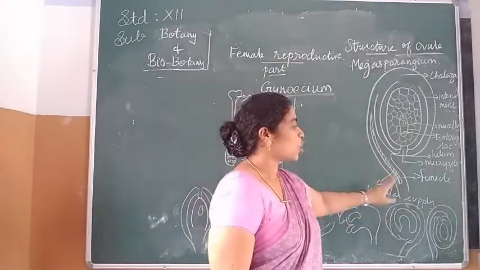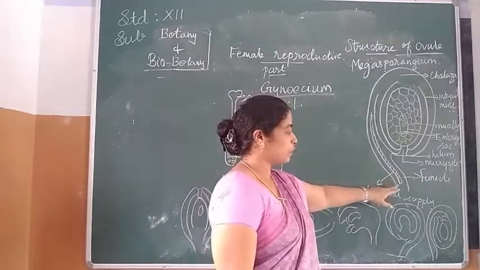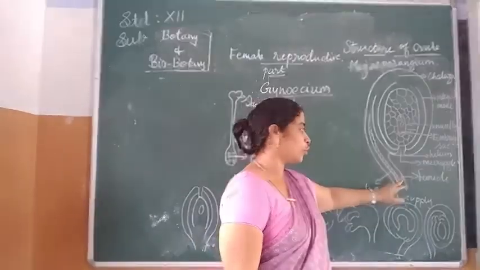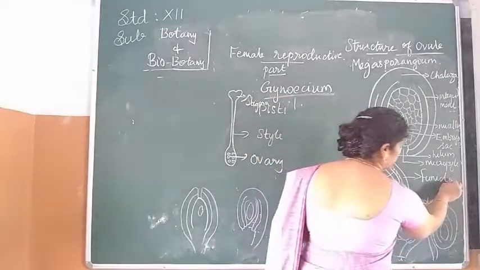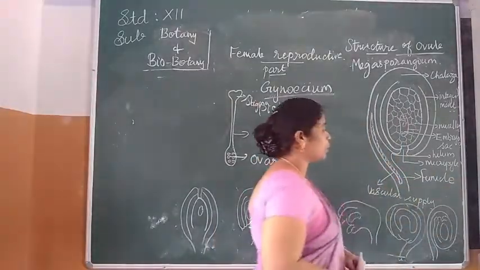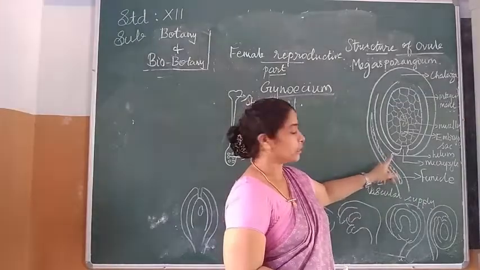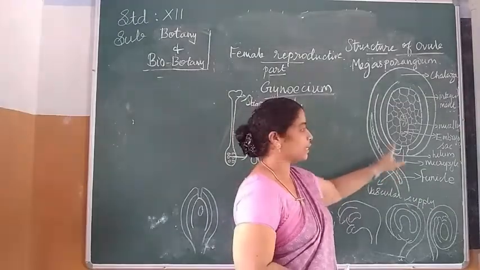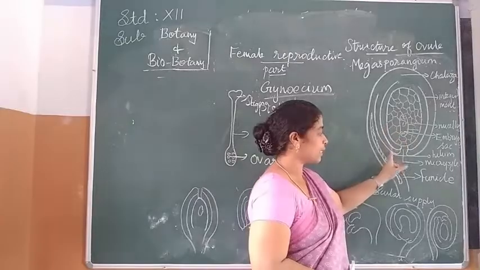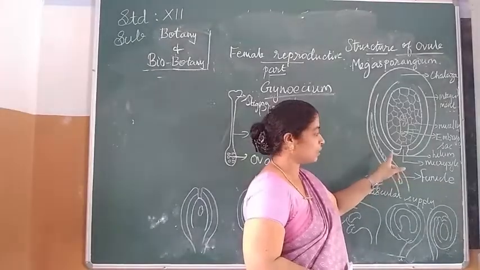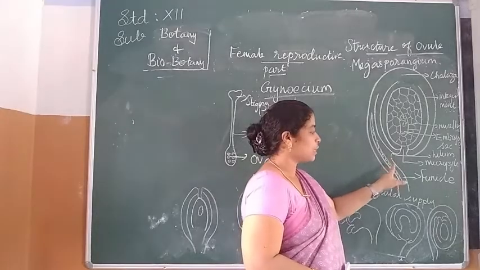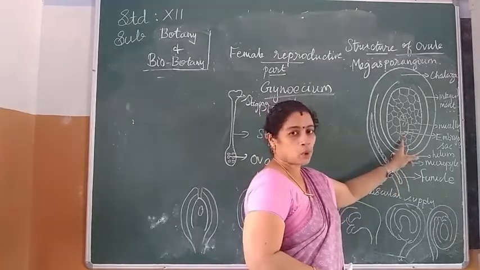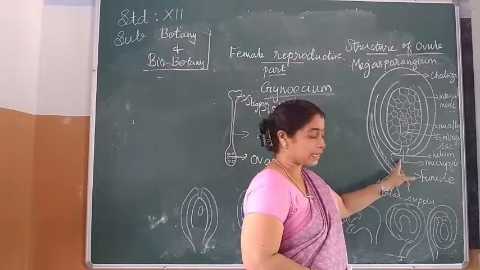Then next, the stalk of the ovule. The stalk of the ovule is known as the funicle. Then the next part, the hilum: the place where the funicle, that is the stalk, is attached to the body of the ovule is known as the hilum. It is the junction between the stalk and the body of the ovule.